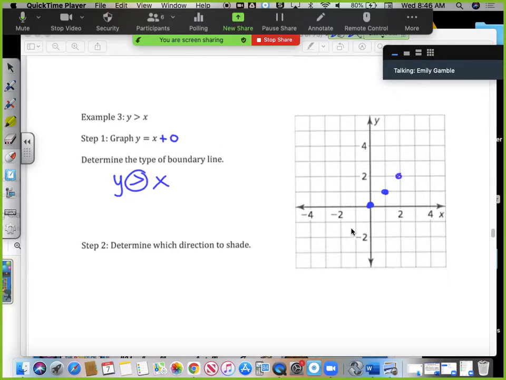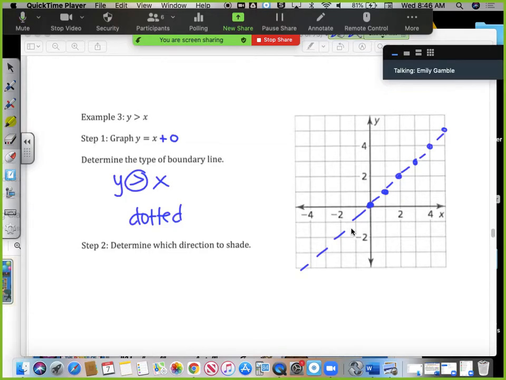You can either just make a bunch more dots by just going up 1 over 1, or you can just make them dashed by just going like this, and instead of drawing a solid line, just make a bunch of dashes. Good? You haven't written anything down yet. After you determine the boundary line, which in this case was a dotted line, the last thing we have to do is determine which direction to shade.